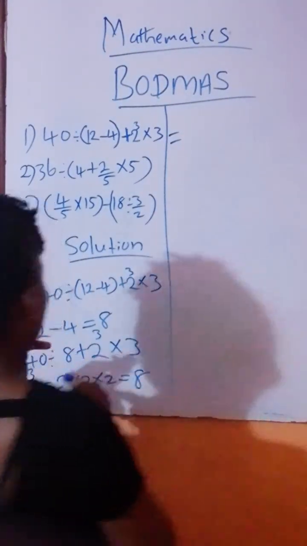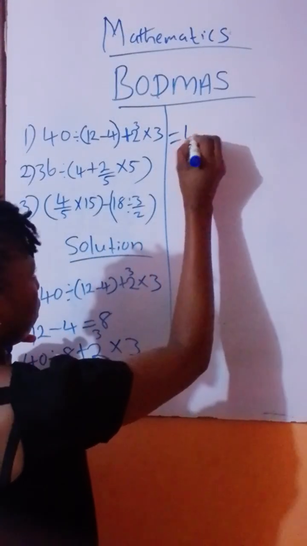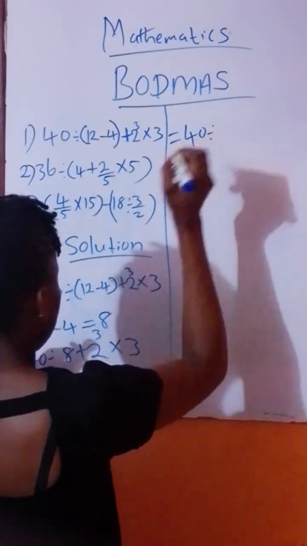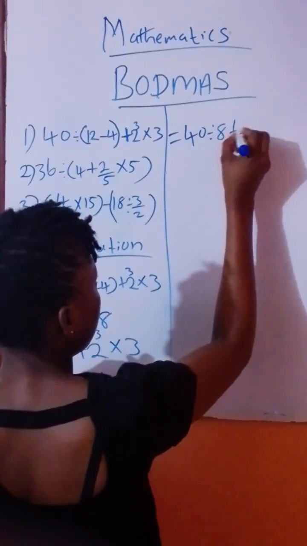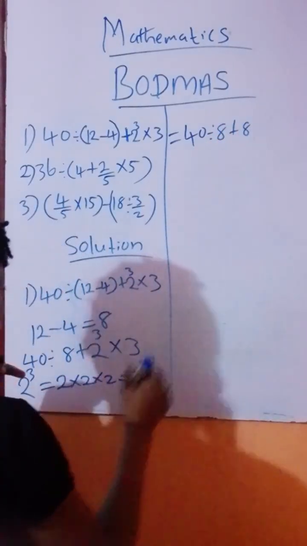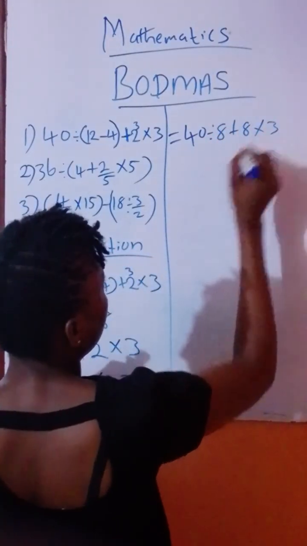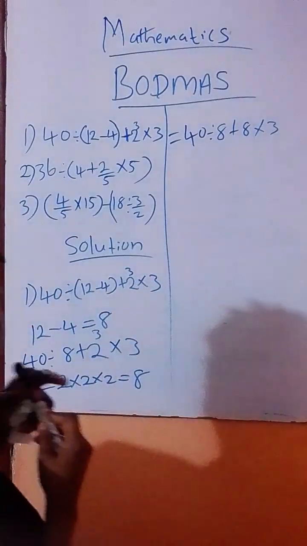We have our 40, division sign, our 8 plus 8 times 3. Let me explain.